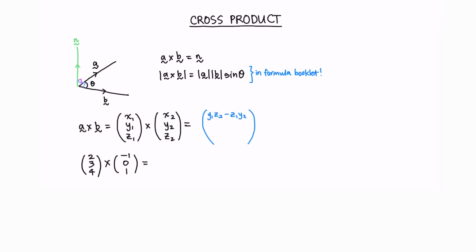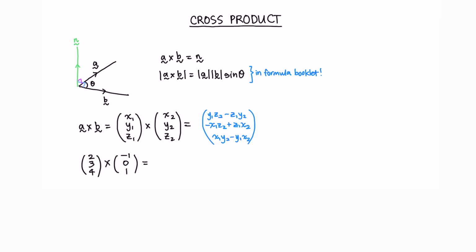The next part, I want you to block out this middle part over here, and what you want to do is take negative of x1 z2 minus z1 x2. For the last part, I'll block out the last row and take x1 y2 minus y1 x2. Now let's try this question out.